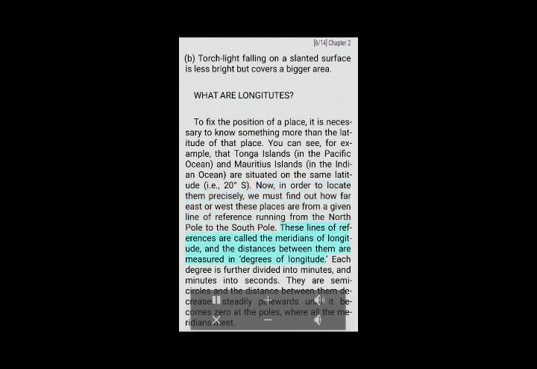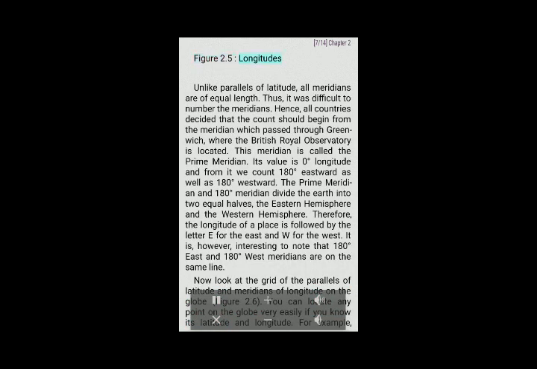These lines of reference are called the meridians of longitude, and the distances between them are measured in degrees of longitude. Each degree is further divided into minutes, and minutes into seconds. They are semicircles, and the distance between them decreases steadily polewards until it becomes zero at the poles, where all the meridians meet. Figure 2.5. Longitudes. Unlike parallels of latitude, all meridians are of equal length.